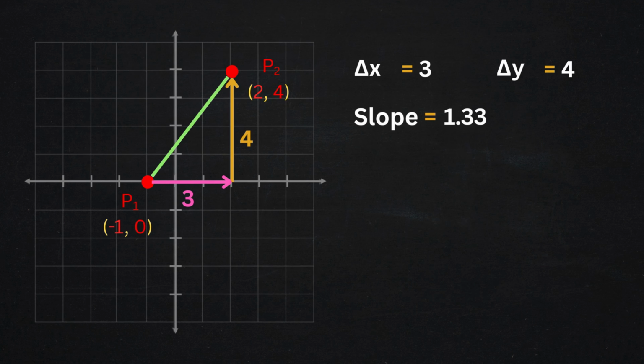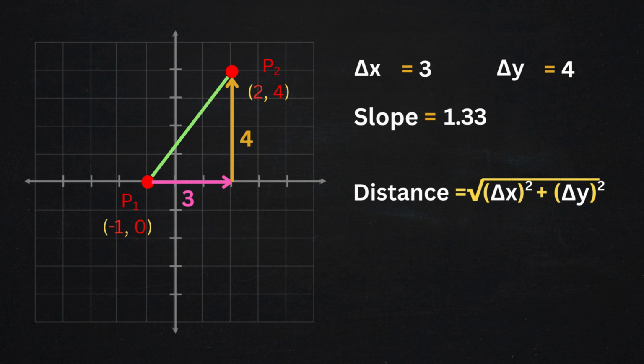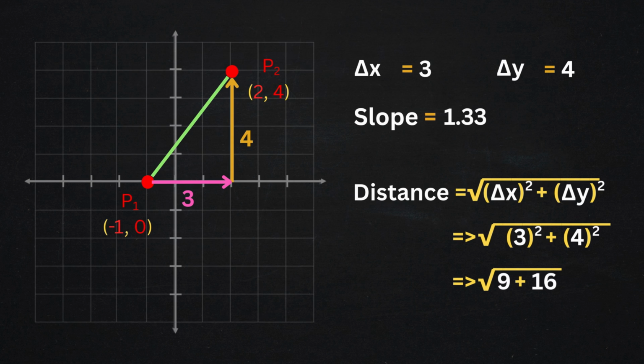Now let's calculate the distance between the 2 points using the distance formula. By formula, distance between the 2 points equals the square root of the sum of delta x squared and delta y squared, which comes out to be the square root of the sum of 3 squared and 4 squared. The square of 3 is 9, and 4 squared is 16. Adding them up gives us 25, and the square root of 25 is 5. Therefore, the points are 5 units apart.